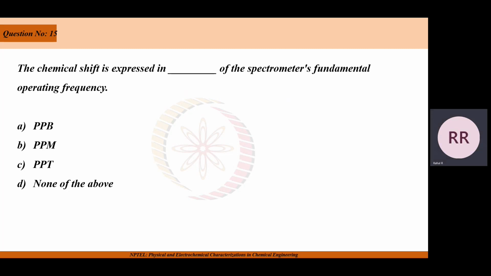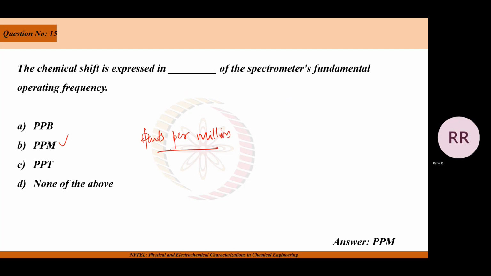Okay, I think you guys got enough time to think about the answer. The answer to this question is parts per million. So the chemical shift is expressed in terms of parts per million. So every time we plot and analyze the data, we look at how many parts per million of shift happens in the material.